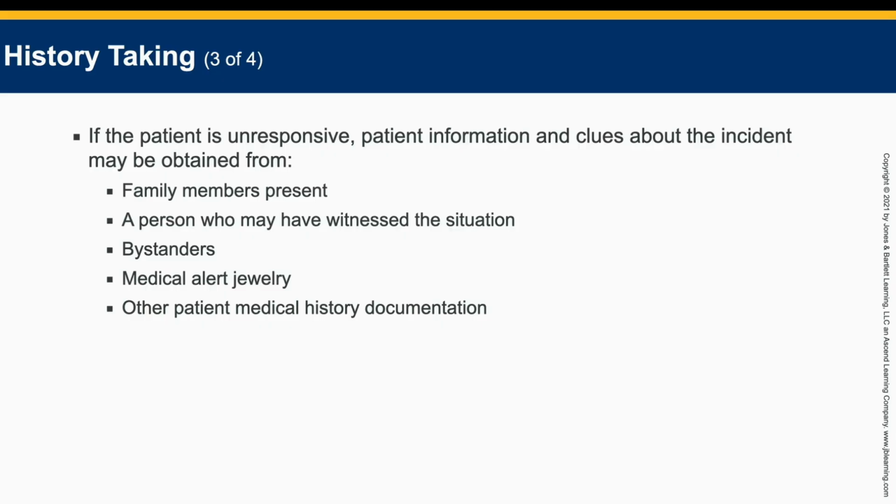These individuals can often provide information about details leading up to the patient's condition. Bystanders at the scene may also have useful information, especially if they're the ones who called for help. Another important clue may come from any medical alert jewelry, such as bracelets or necklaces that identify conditions like diabetes, epilepsy, or severe allergies. And finally, you should look for medical history documentation, any medication lists, or other paperwork that might provide insight into the patient's health history. Gathering information from these alternative sources helps us better understand the patient's condition when the patient is unable to communicate themselves.